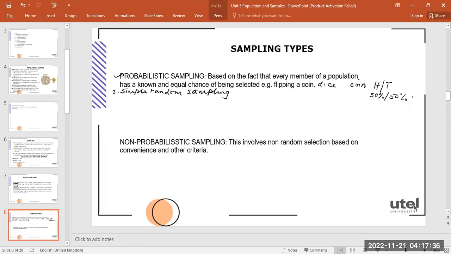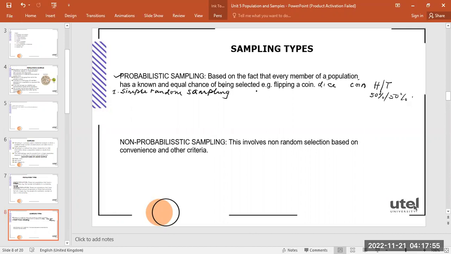The simple random sampling. And of course, the simple random sampling is exactly what I've explained earlier. It's a kind of sampling method that is carried out in such a way that every member of the population has equal chance of being selected.